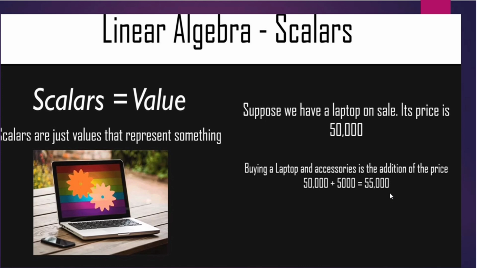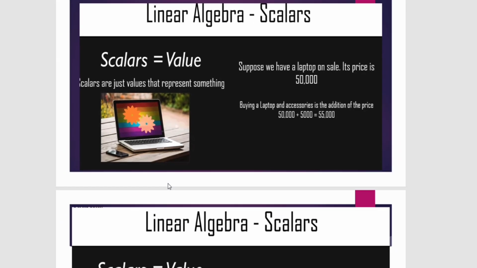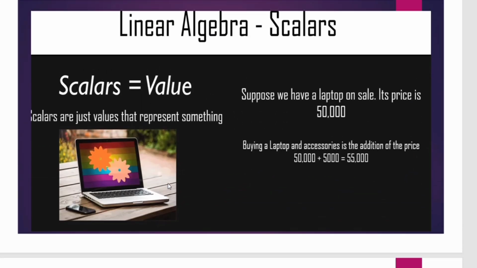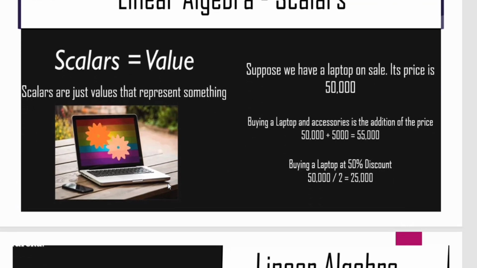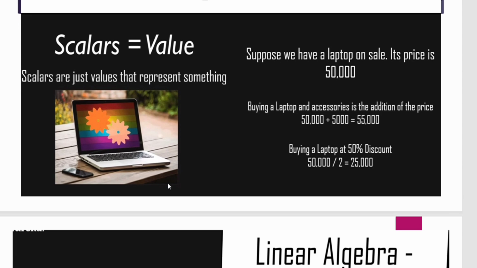In that, scalars means values. A scalar is representing a value. Suppose we have a laptop on sale and its price is 50,000. So 50,000 plus 5,000 is 55,000. These two are values. Then next, if you have a 50% discount, then it is 25,000. That is a scalar, and it is nothing but a value.